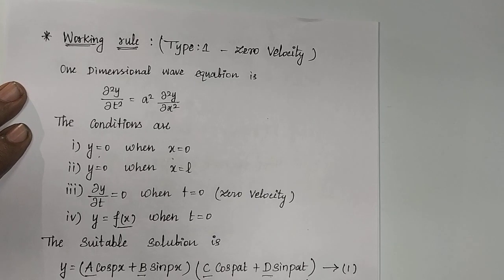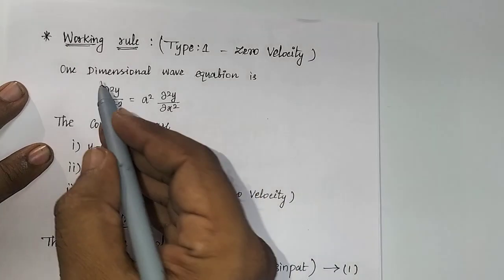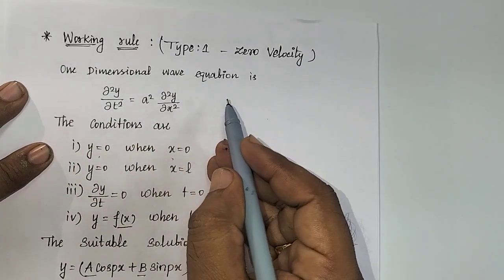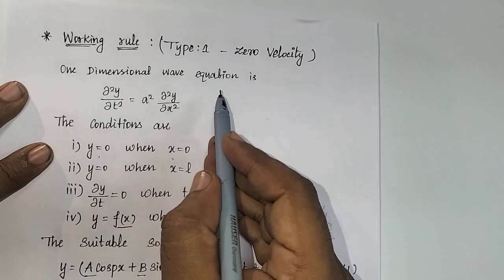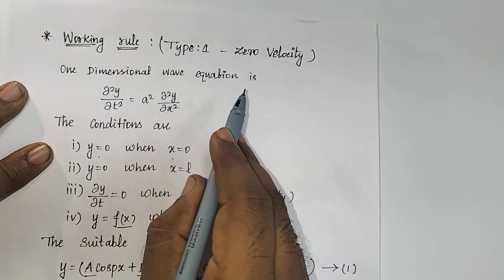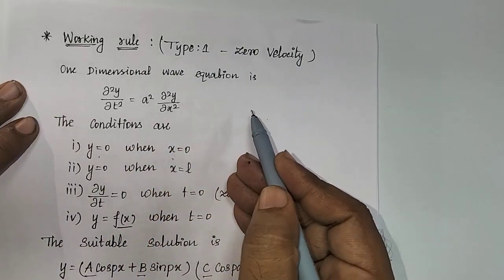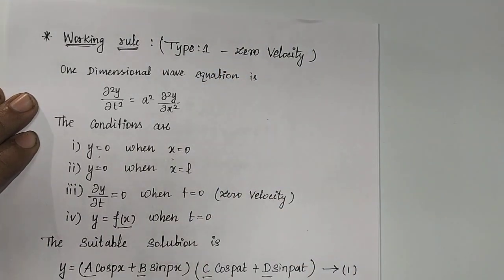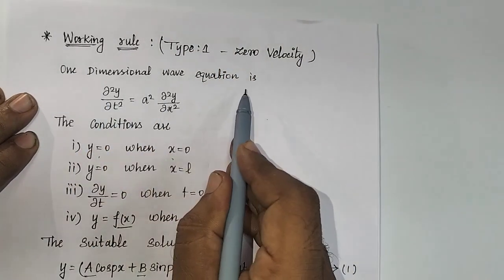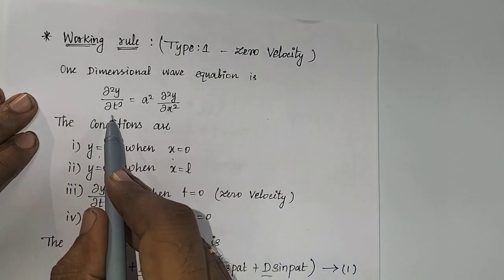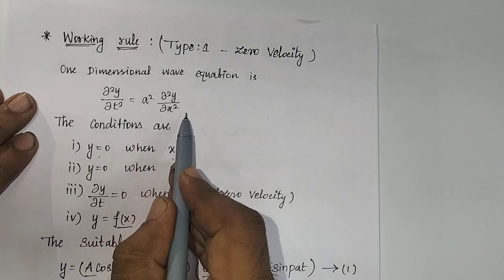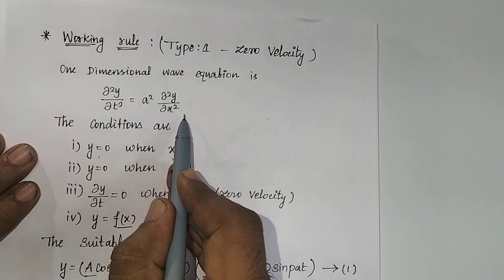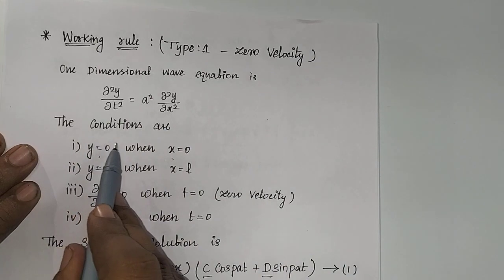Again, we will revise what we completed in this video. While doing a problem, we have to classify whether our problem falls under the zero velocity model or not. If you identify that it is a zero velocity model, this is the procedure you have to write. First, write the one dimensional wave equation: ∂²y/∂t² = a² ∂²y/∂x². After that, you have to write the conditions.